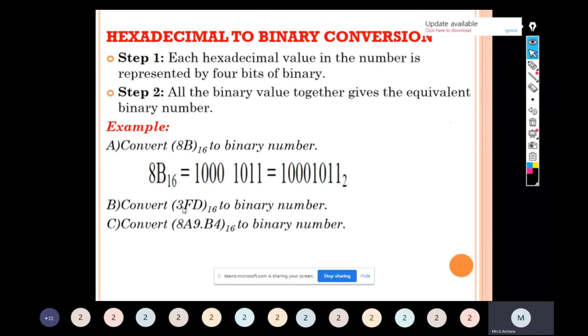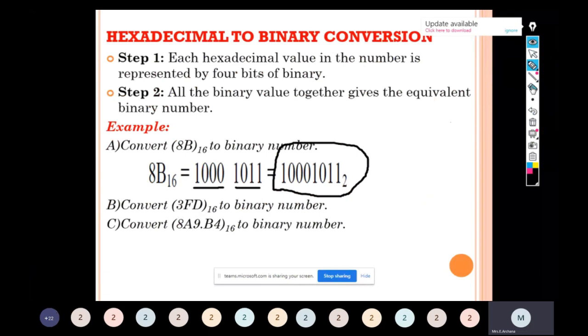Next type of conversion is hexadecimal to binary conversion. So they will give us a hexadecimal number. Each hexadecimal digit is represented by 4 bits of a binary number. All the binary values together give the equivalent binary number. See, here they have given 8B16. So 8 will have the binary value 1000. B stands for 1011. So 10001011 to the base 2 is the answer for the question 8B16.